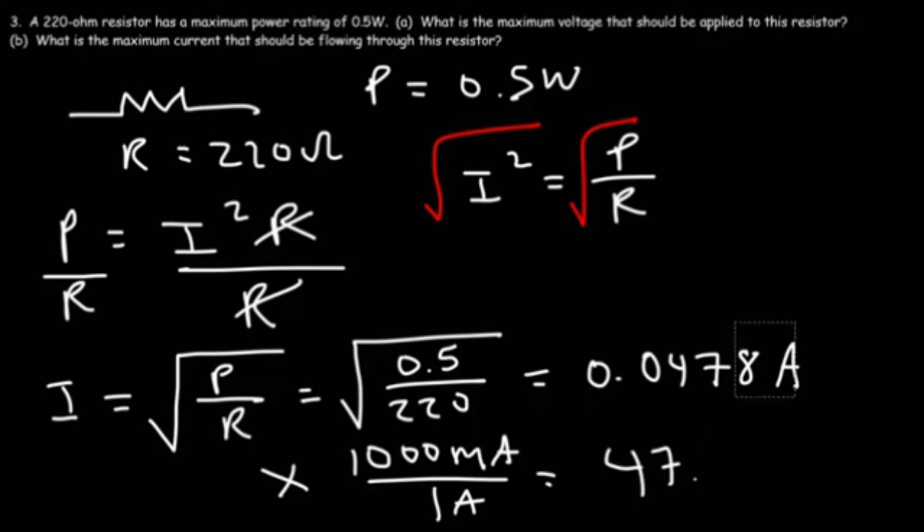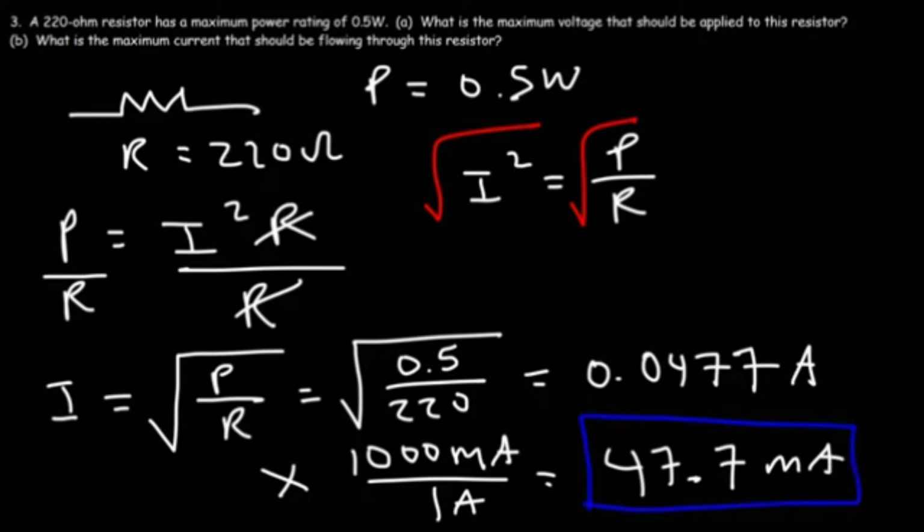I take this back. This should be 0.04767, which rounds to 0.0477. So this is going to be 47.7 milliamps. So that is the maximum current that should be applied, or rather, that should be flowing through that resistor.